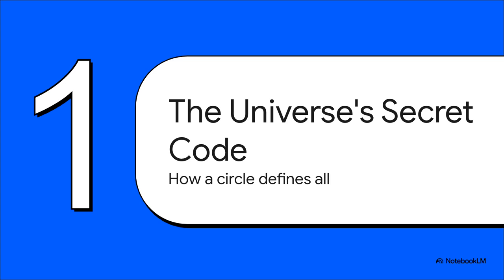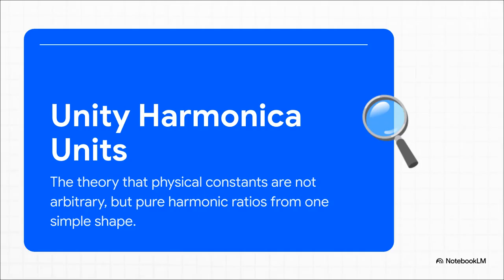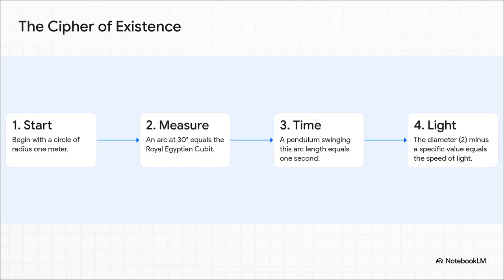The big idea here is that all those numbers that make our physical world work aren't just random, disconnected values. They're actually all interconnected pieces of one single elegant puzzle. And that brings us to this key concept Grant calls unity harmonica units. Just think about it like this. All those constants you see in physics books, they're not random at all. They're actually like the different notes in a huge cosmic symphony. And the instrument playing that symphony? A simple circle.